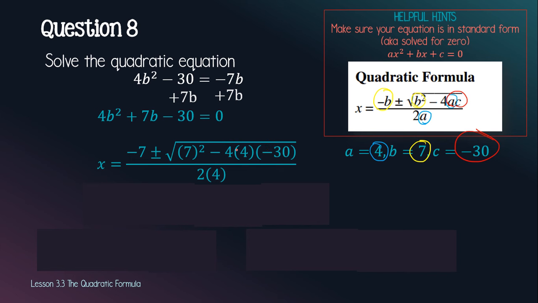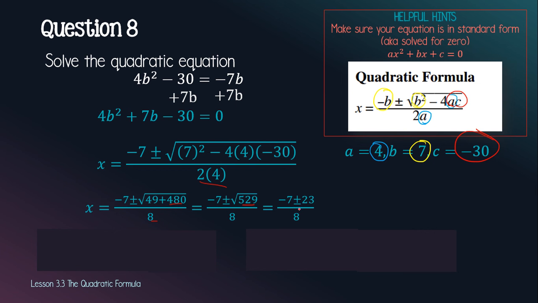Now I can simplify. I'm going to start by simplifying what's inside of my square root. When I do that, 7 squared is 49, and then the negative 4 times negative 30, that part is the negative 480. And then I can simplify one step further in the square root and add those two numbers together. So 49 plus 480 gives me 529. Luckily for us, the square root of 529 is a perfect square. It happens to be 23. So I'm just left with negative 7 plus or minus 23 all over 8. And I got 8 because 2 times 4 is 8.